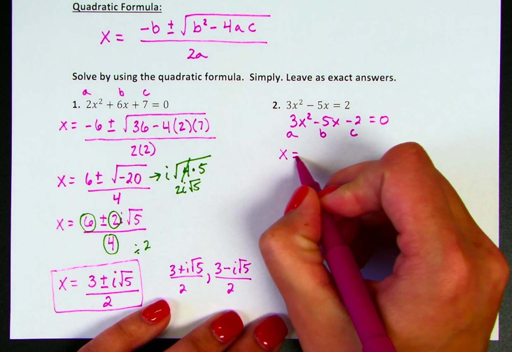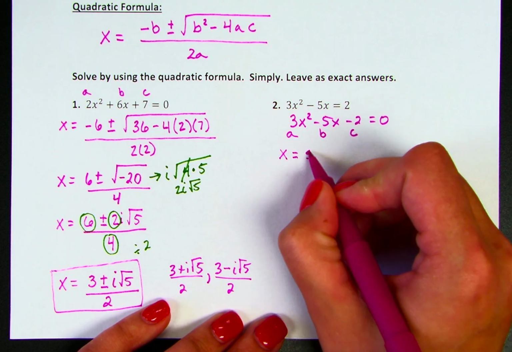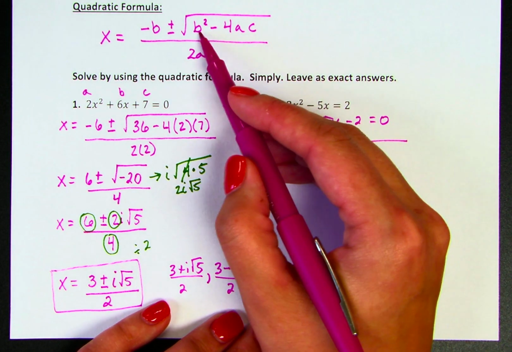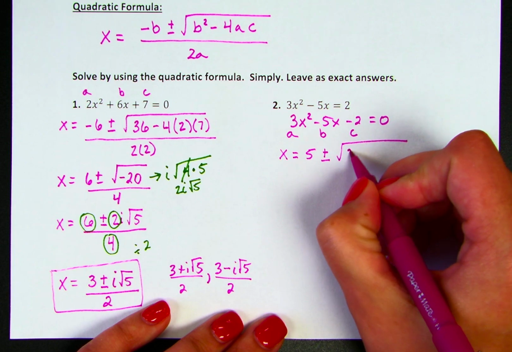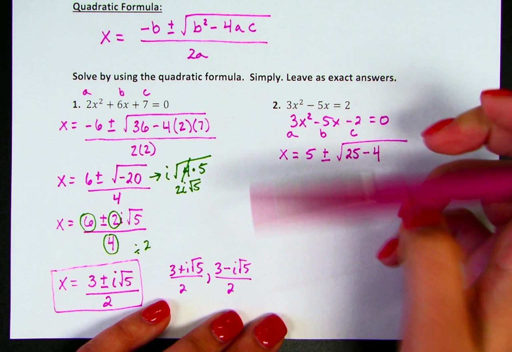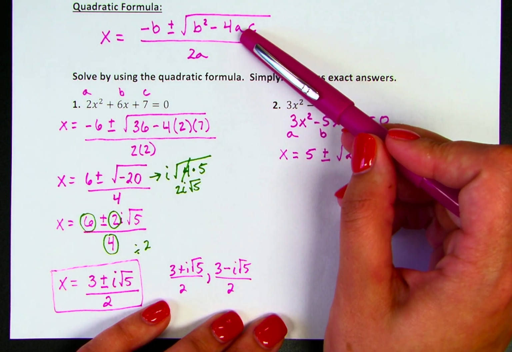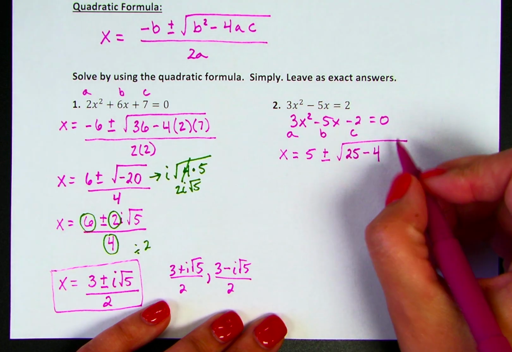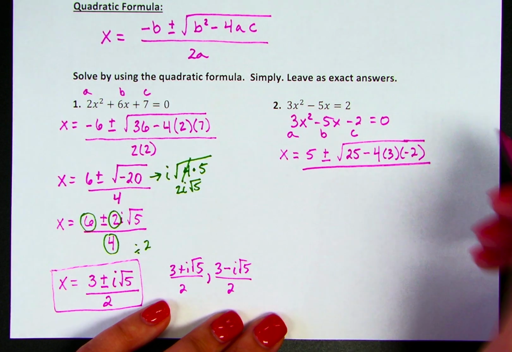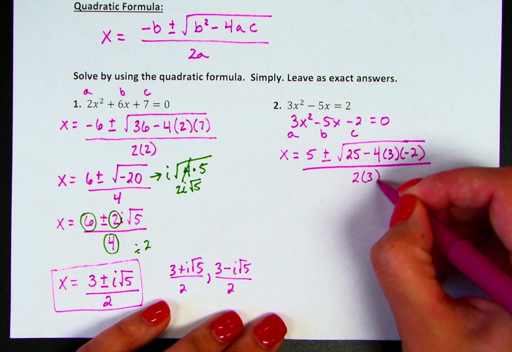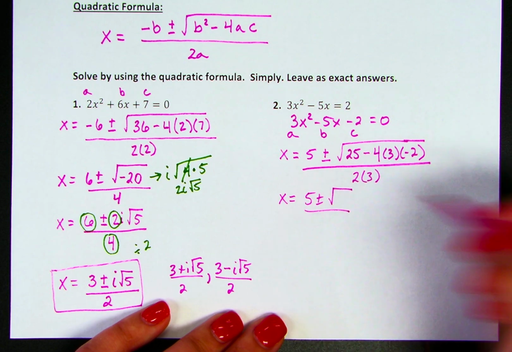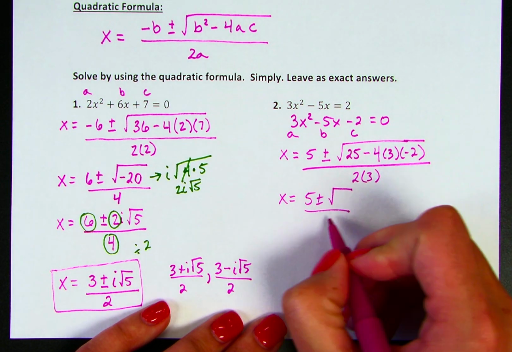So x equals, opposite of negative 5 is positive 5, plus and minus the square root. Okay, so now b squared, so 5 squared is 25, or negative 5 squared would also be 25, minus 4, and then we're taking it times the a, which is 3, and then times c, which is negative 2. And then that is all over 2 times a, so 2 times 3. And now we're just following order of operations to simplify. So we'll need to figure out what number is inside of our square root, and then 2 times 3 is 6.